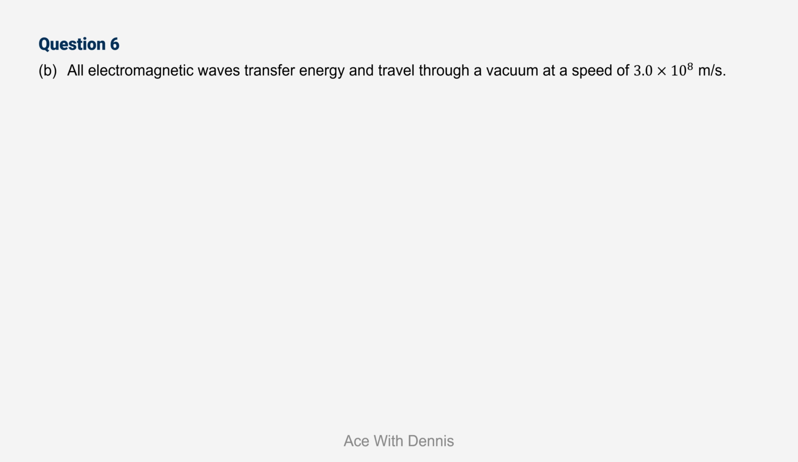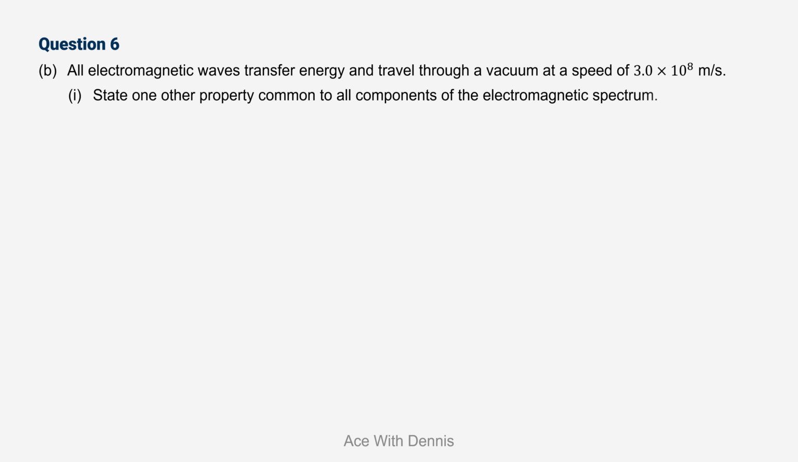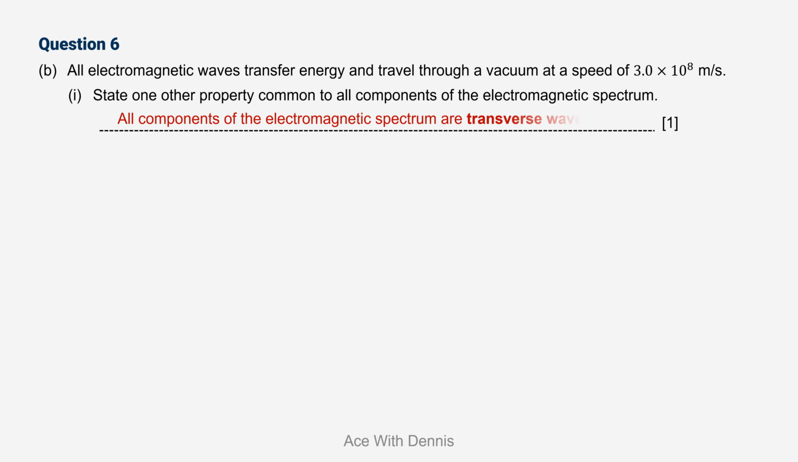B. All electromagnetic waves transfer energy and travel through a vacuum at a speed of 3.0 times 10 to the power 8 meters per second. Part 1. State one other property common to all components of the electromagnetic spectrum. 1 mark. The very obvious property common to all components of the electromagnetic spectrum is that they are transverse waves. You can just mention all components of the electromagnetic spectrum are transverse waves.